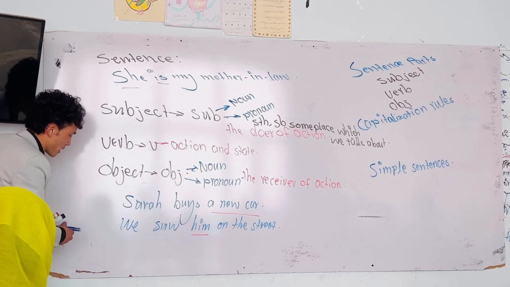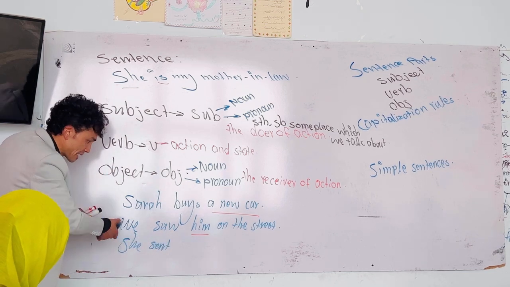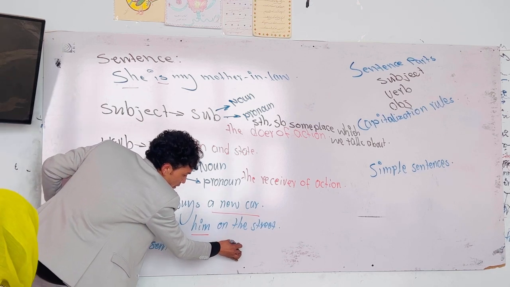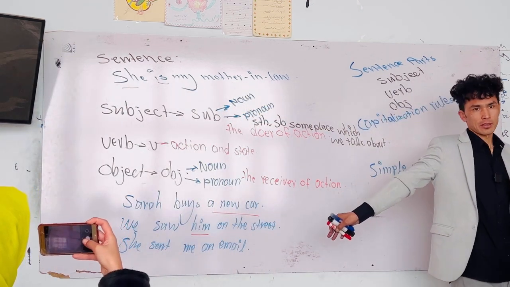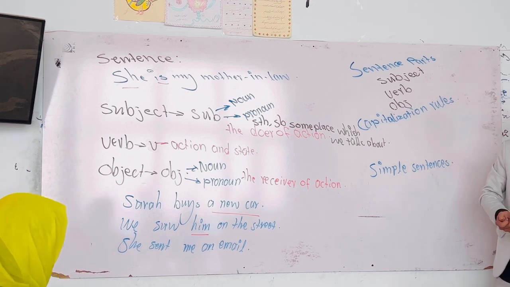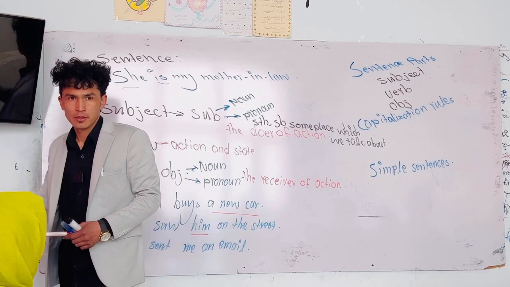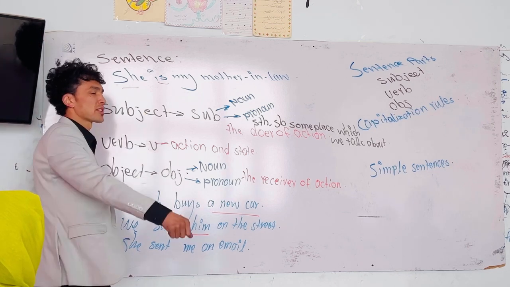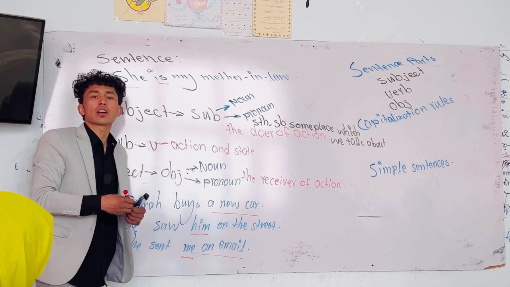And one more sentence I'm gonna make here. Somebody says, she sent, the past form for send is sent, me an email. An email. Where do you think the object is here? Email. Email is the object. So what is me here? Hey, keep this in mind. A sentence can have more than one object. Me and an email, both of them are objects.